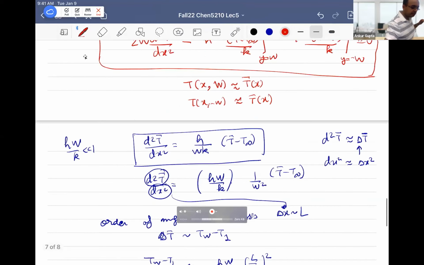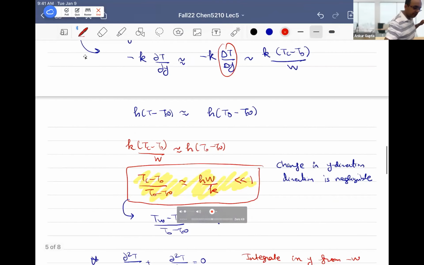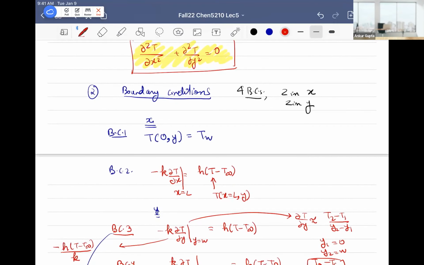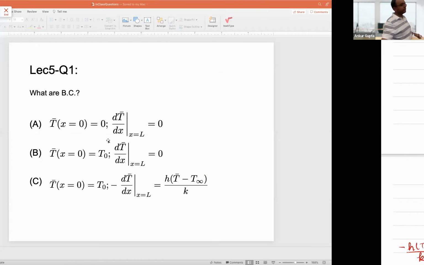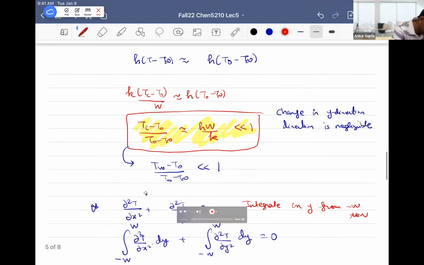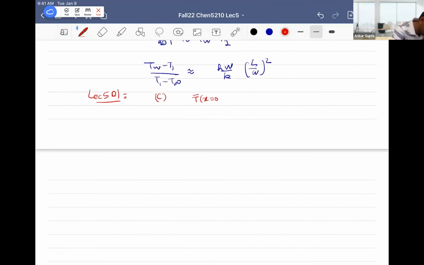And so our boundary condition is here, right? The second boundary condition is here. And we have learned that any y dependence is not interesting. So I can simply say that T is equal to T bar. Right? So this replaces T with T bar. That's why the answer is C when you have the boundary condition. So I'll just write that here. T bar at 0 is W, and minus dT bar at L.